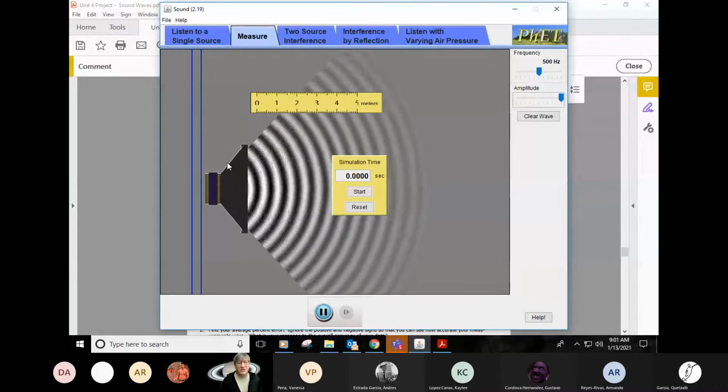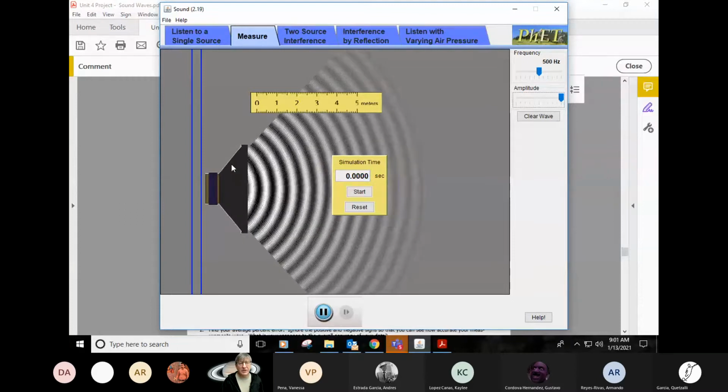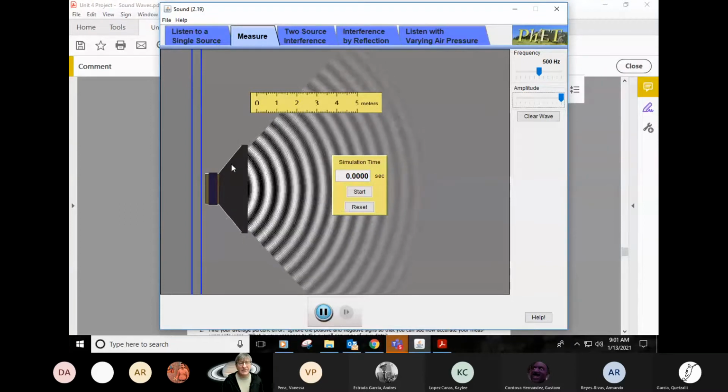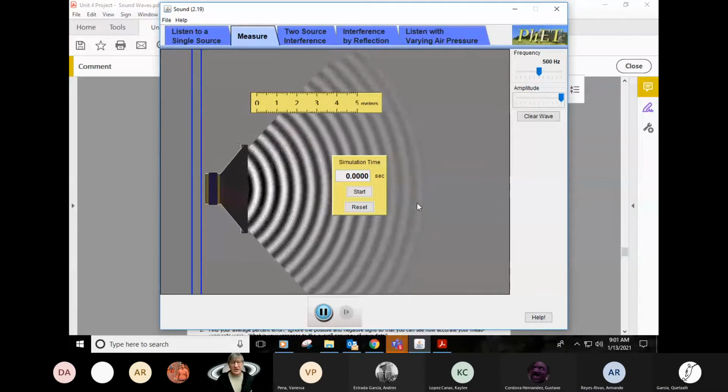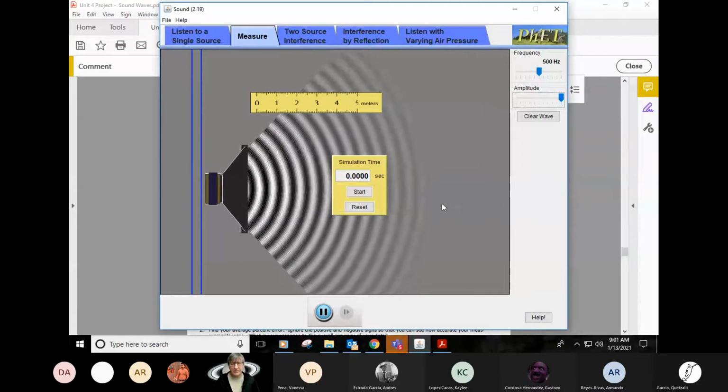Or you could also watch the pumping of the speaker itself, because every time it pumps, it sends out one wave. 1, 2, 3, 4, 5, 6, 7, 8, 9, like that. You just count until I tell you to stop. All right?